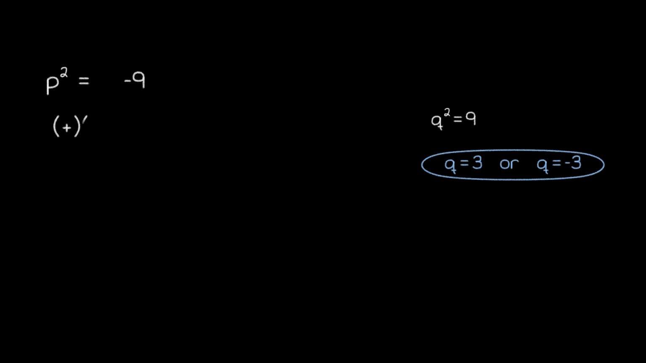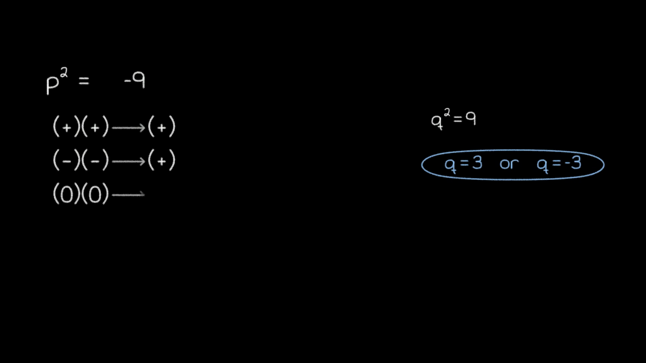A positive number times a positive number is always positive. A negative number times a negative number is also positive, and 0 times 0 is 0. So, how in the world are we supposed to multiply a number times itself and get a negative result? The answer to that question is essentially to use math magic. We simply will the number into existence.